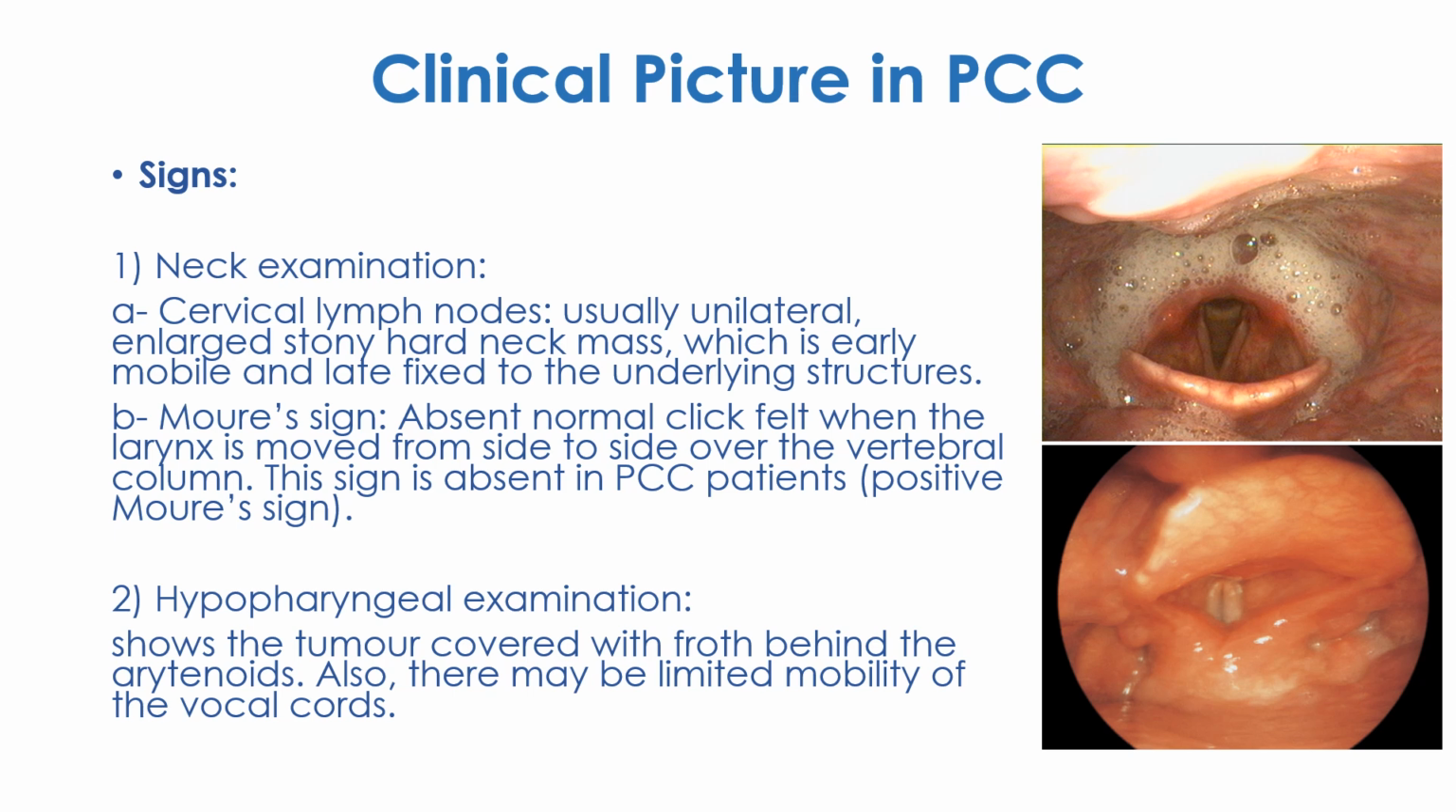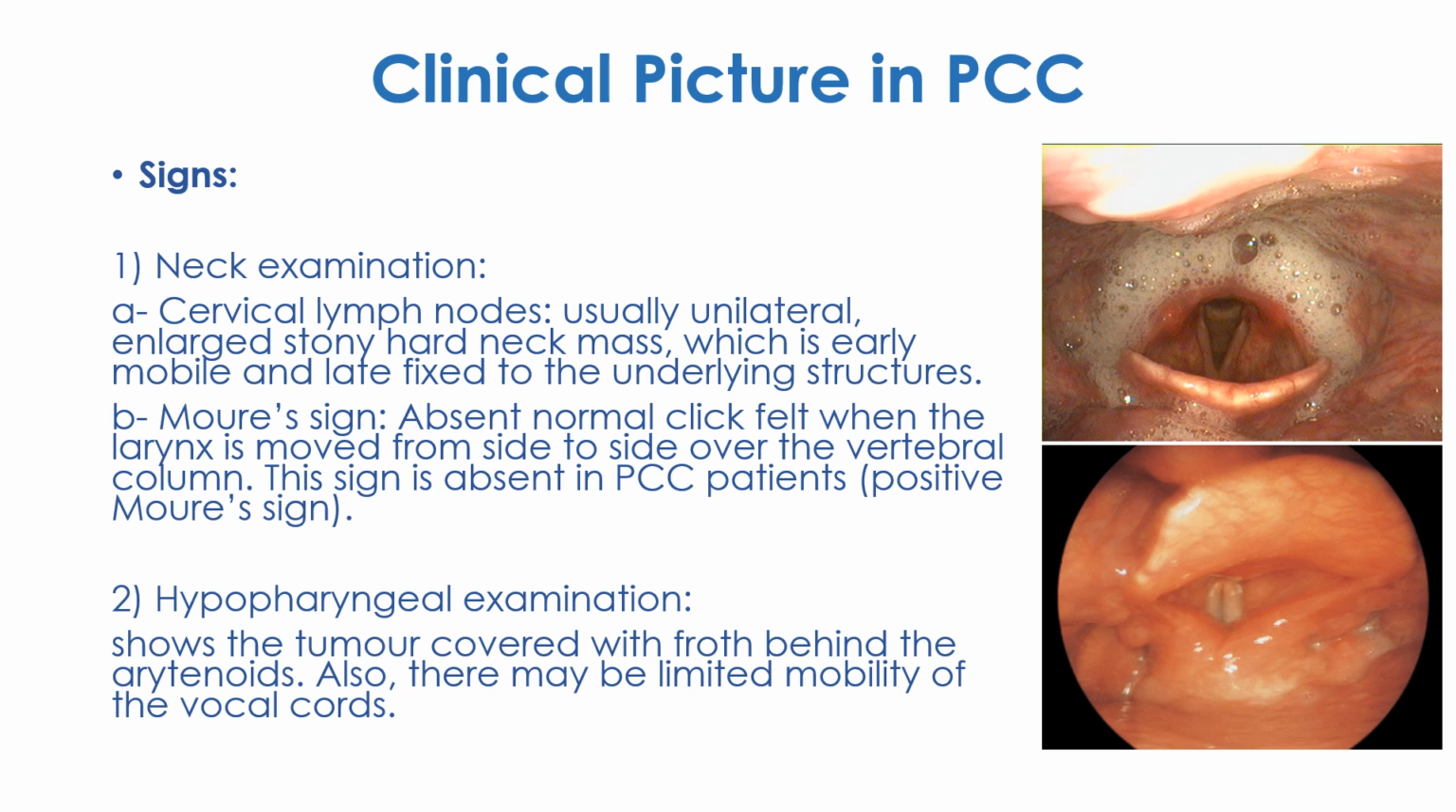Hypopharyngeal examination might show the tumor either covered with frothy saliva behind the arytenoids, as in the top photo, so you can't see the tumor because the pooling of saliva is blocking the view of the tumor, or we might get a view of the tumor while the patient makes an adduction during the E maneuver of the larynx.